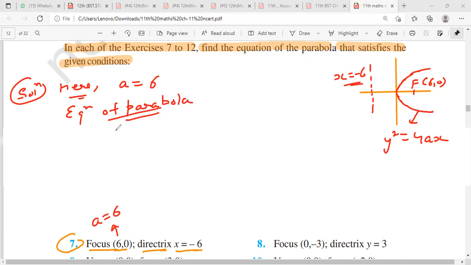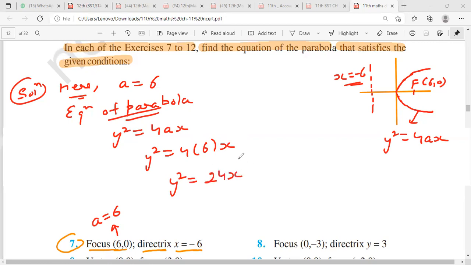that is y square is equal to 4ax. So it will be equal to y square is equal to 4, in place of a, we will put 6, into x. So the required equation is y square is equal to 24x. This is the solution of question number 7.